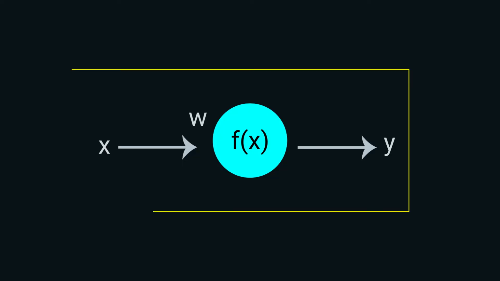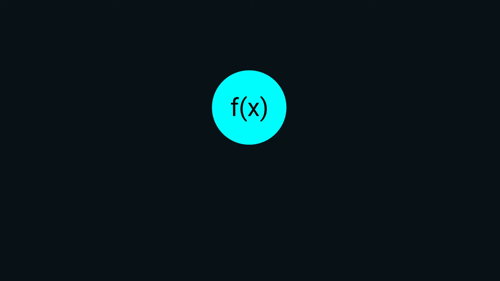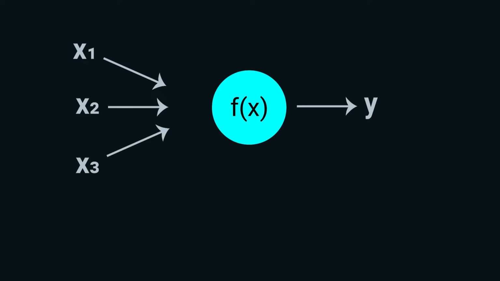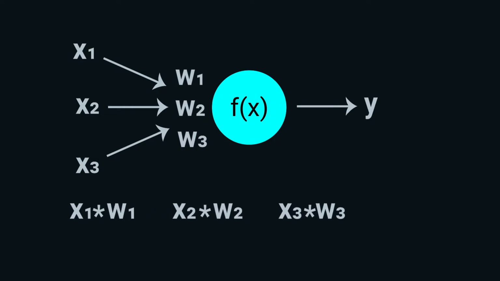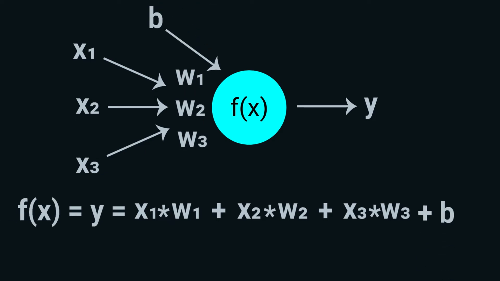A single neuron, which is called perceptron, performs a very simple operation which includes multiplication and addition. If a neuron has 3 inputs and 1 output, then there are 3 weights associated with this neuron. The inputs are multiplied with the weights and added together to get the output from neuron. Additionally, a bias may be added to stabilize learning and help neural network to perform better.